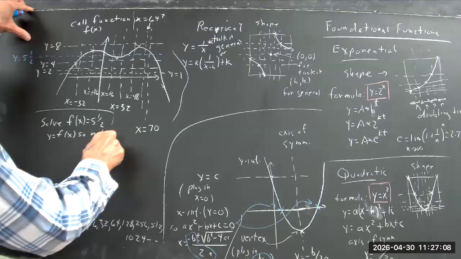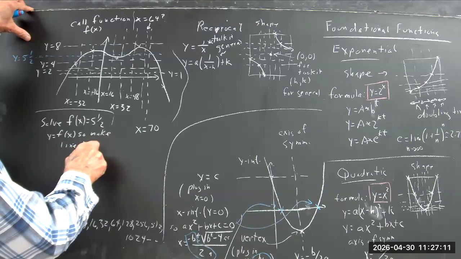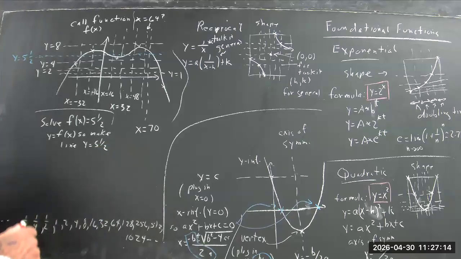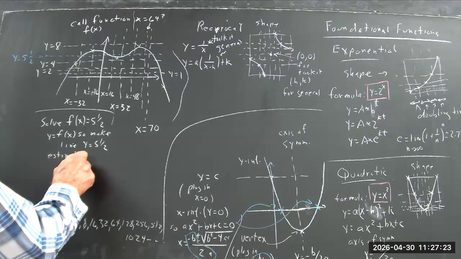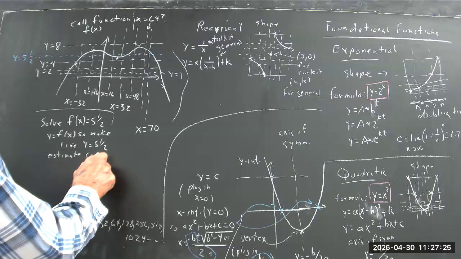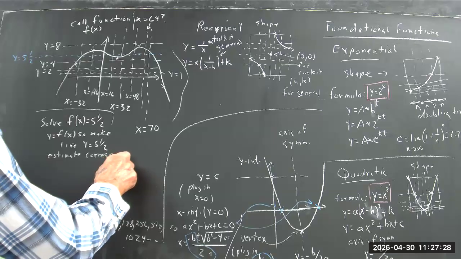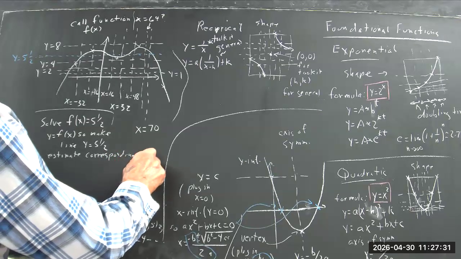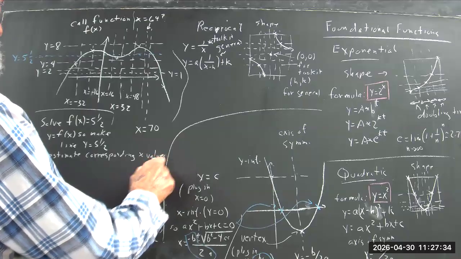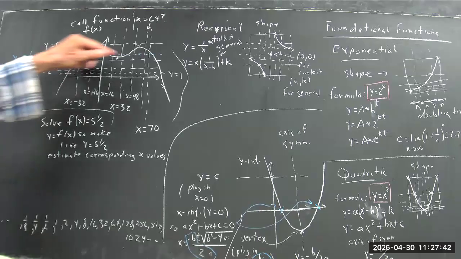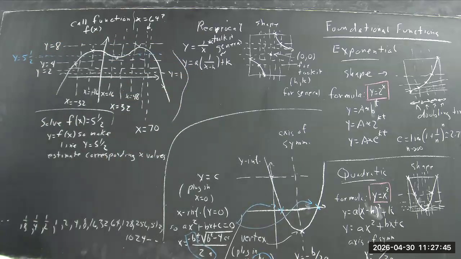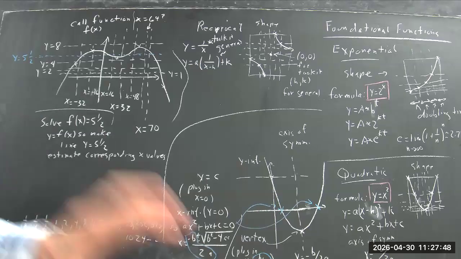Y equals f of x and make the line y equals 5.5. Gonna have to estimate, but that's okay. Now I'm going to say estimate corresponding x values. If I wanted to say it more specifically, I'd say estimate the x value at every point where this y equals 5.5 line intersects the graph. I didn't want to write that much, didn't want to take that much time.